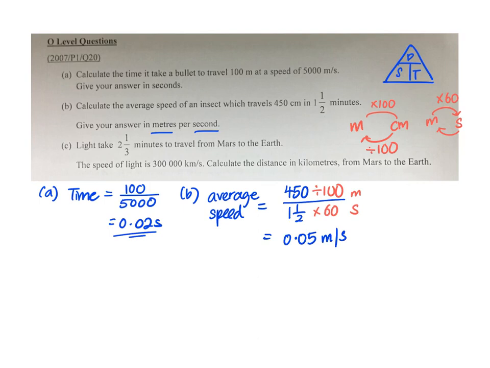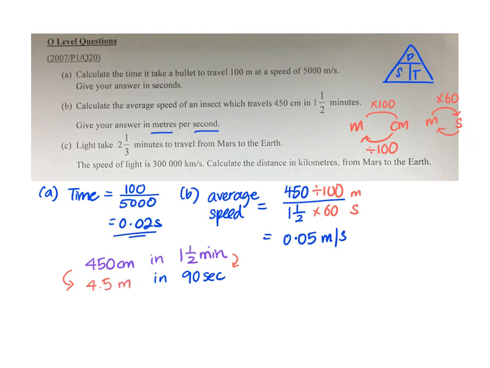We can use a method 2 in this case. Now 450 cm in 1.5 minutes. We are first going to change the units from minutes to seconds first. So this means that 1.5 times 60 will give me 90 seconds. For 450 cm, I'm going to change these units to meters. So I'm going to divide by 100 first. So this will be 4.5 meters.